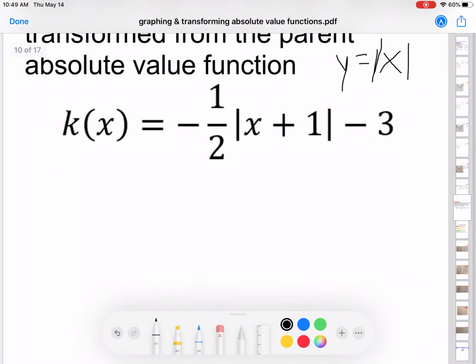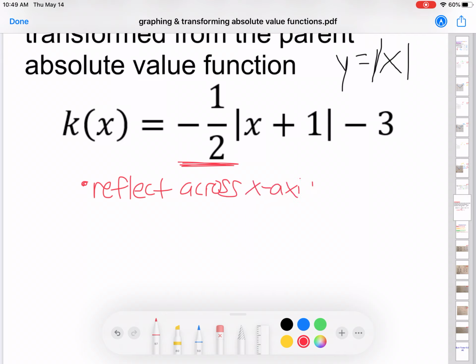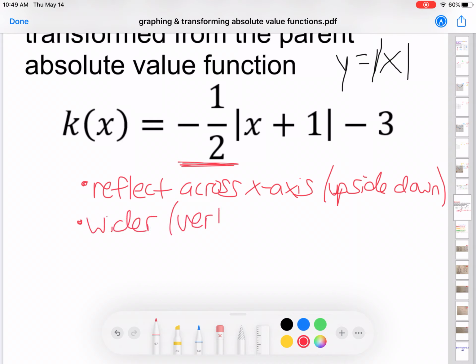Okay, for your checkpoint, you should have identified 4 different transformations. This -1 out front does 2 different things. Because it is negative, it reflects across the x-axis, or you can just say that the graph is upside down. Because this is a 1/2, 1/2 is a small decimal number between 0 and 1, so your graph would be wider, or another way of saying that is that it has been vertically compressed.